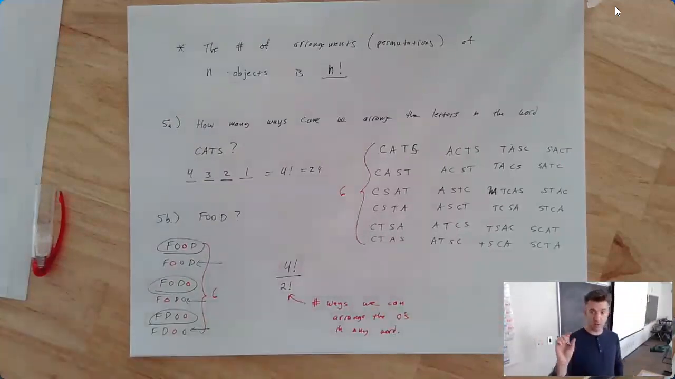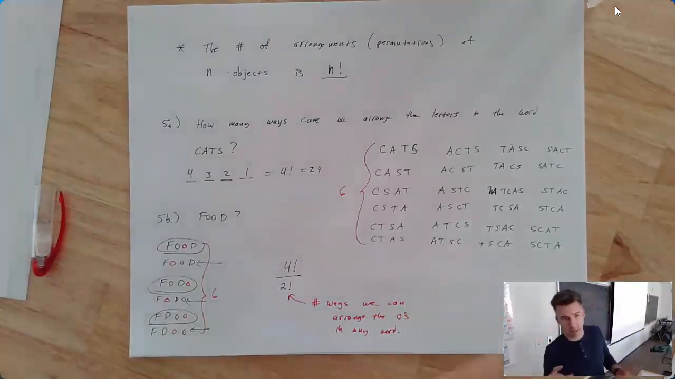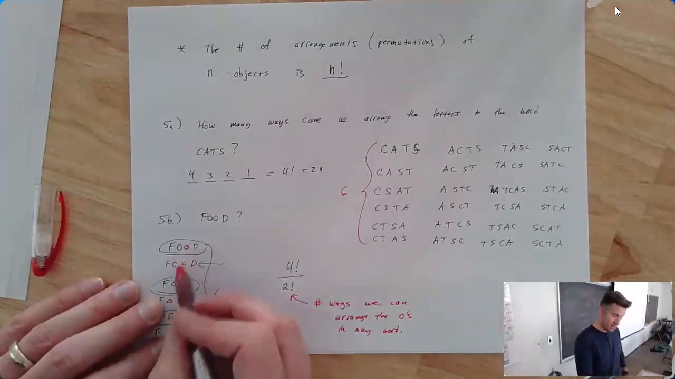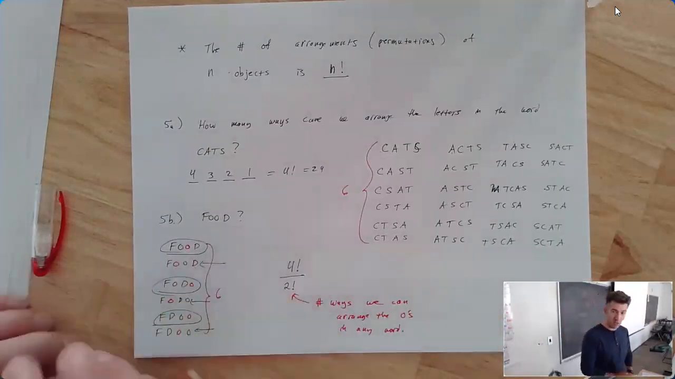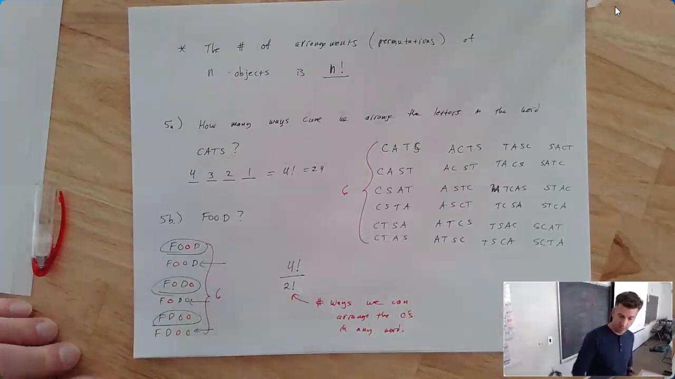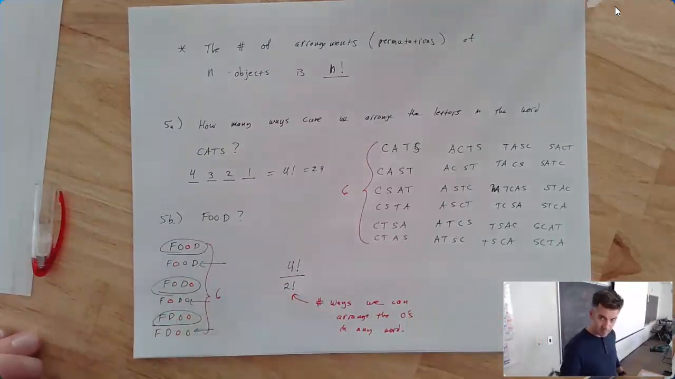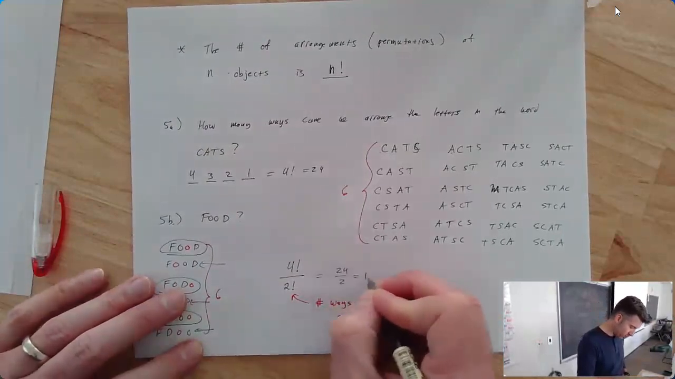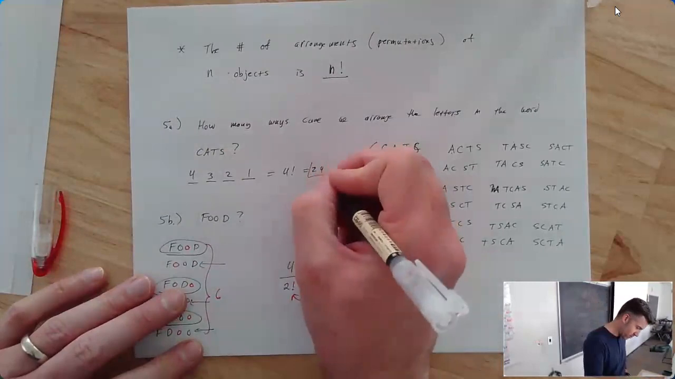If there's 2 O's, there are 2 factorial, which is equal to 2 ways of arranging them. So whether you've got FOOD or FOOD, there's 2 factorial different ways we can put the O's in there. Same thing here. If you've got FODO versus FODO, there are 2 factorial ways you can arrange the O's. Which ends up being 24 over 2, which is 12. It's kind of interesting.